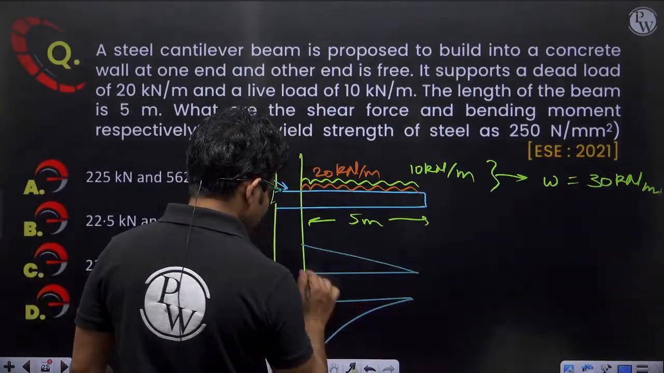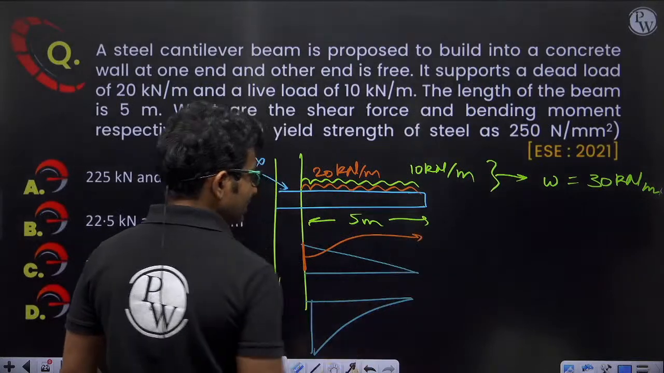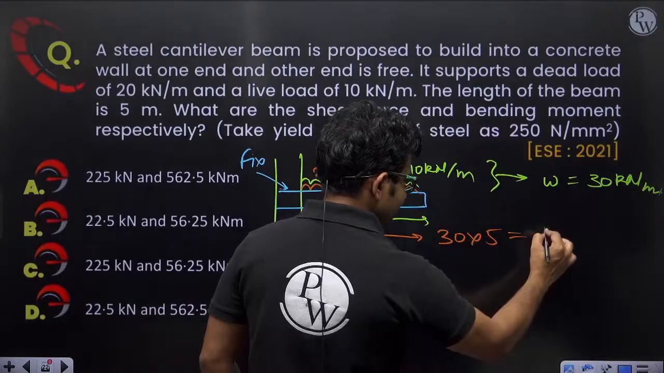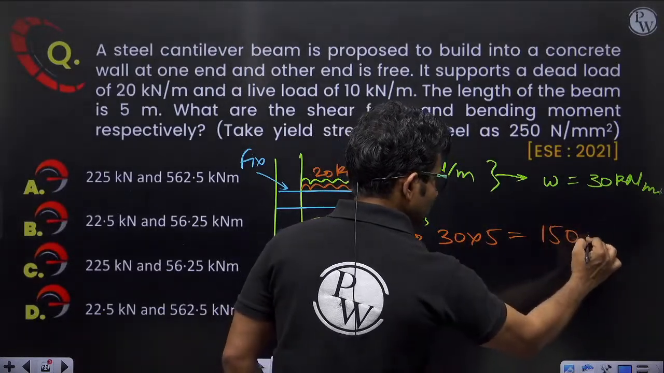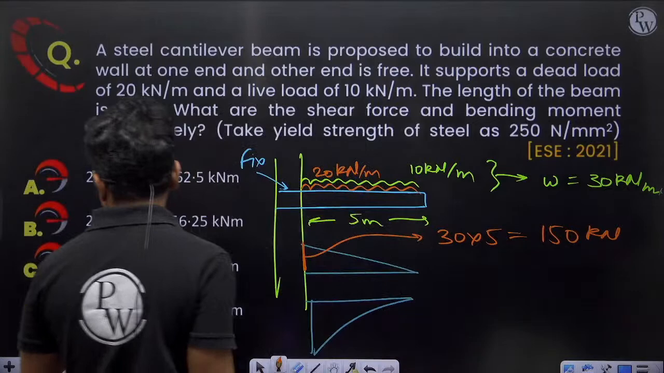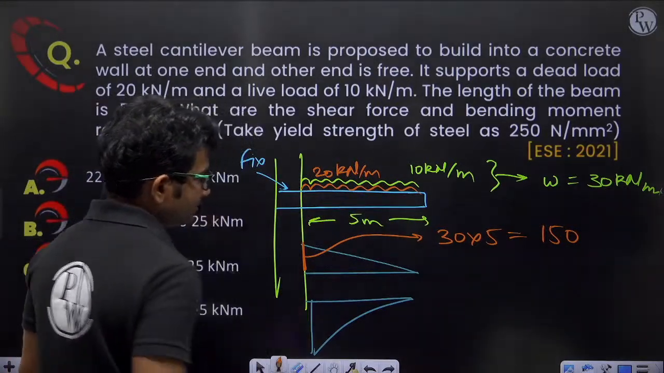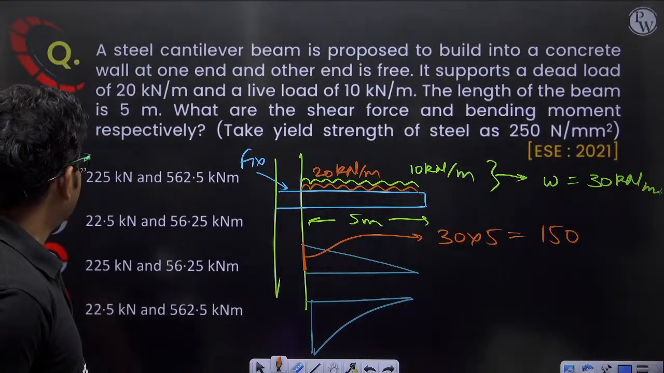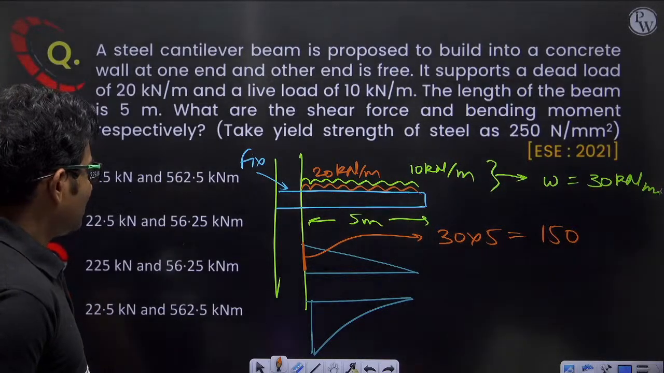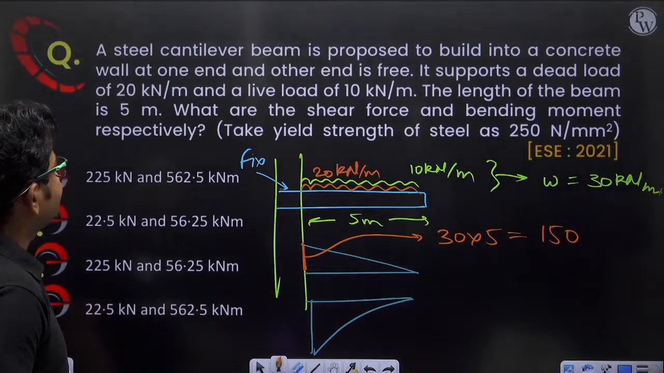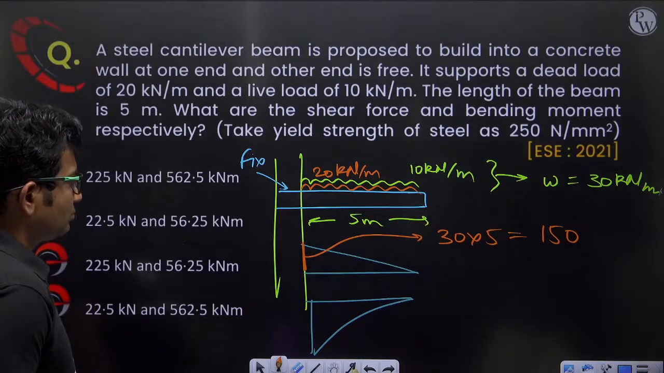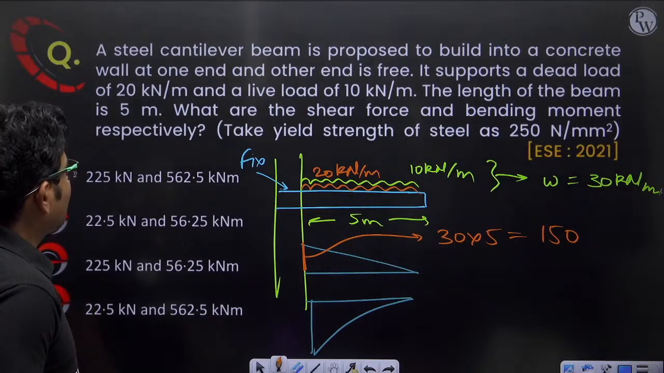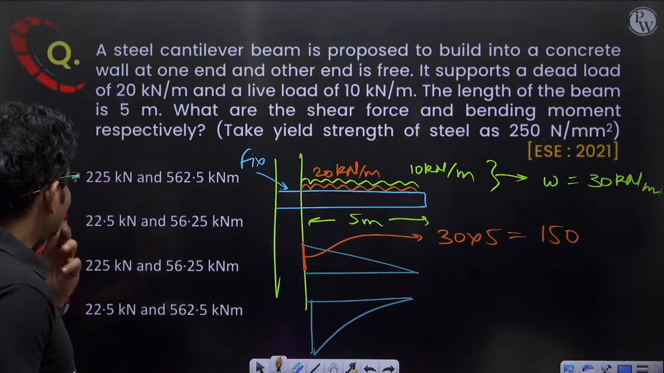What is the positive value here? The positive value here is 30 into 5. 3 5s are 15, so 150 kilonewton. Shear force and bending moment respectively, at 5 meter. It should be 150, but they might be asking at some other location.